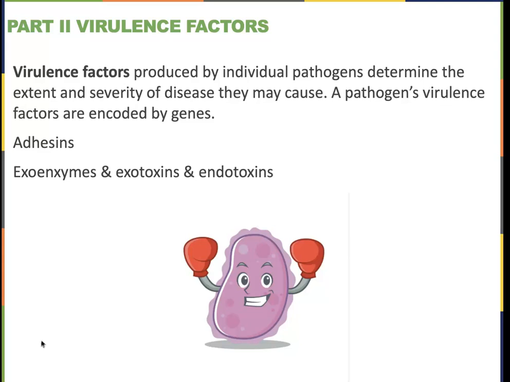Virulence factors are molecules or things on top of, part of the cell of individual pathogens, and they are going to determine and help cause disease, and they can cause a very severe disease. A pathogen's virulence factors are encoded by genes, so they're genetically part of the microbe. They can include something called adhesins. We looked at that in part 1, and also exoenzymes, exotoxins, and endotoxins.